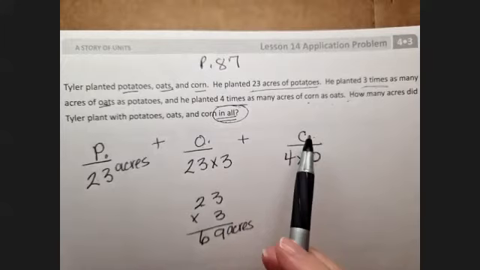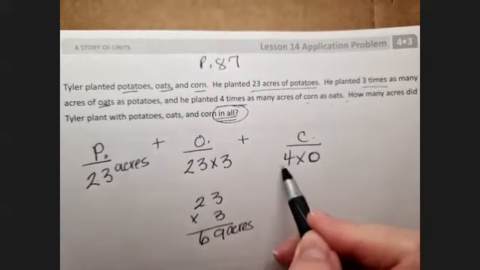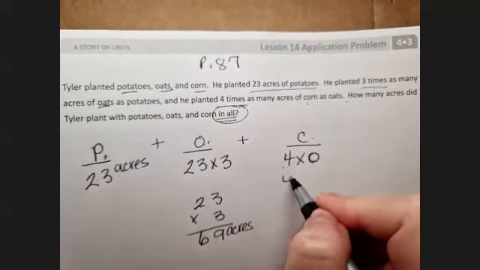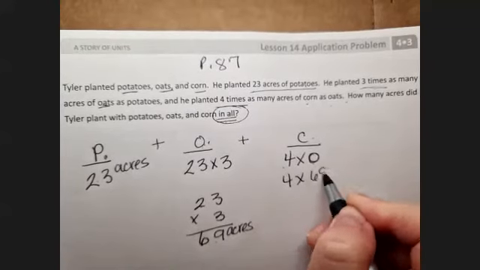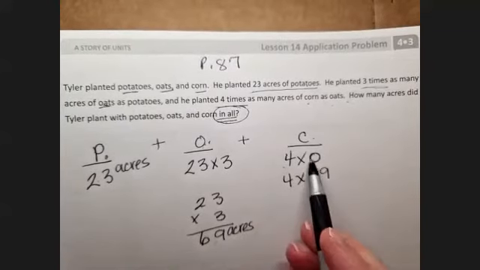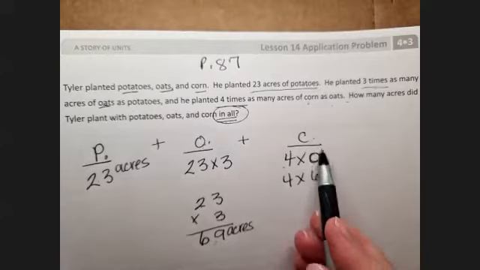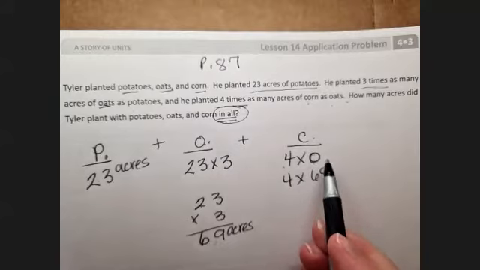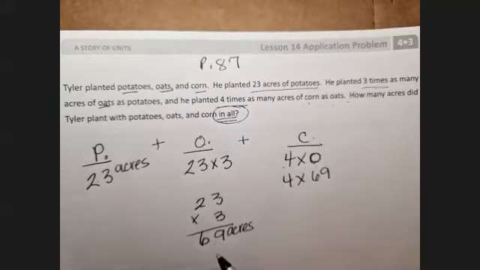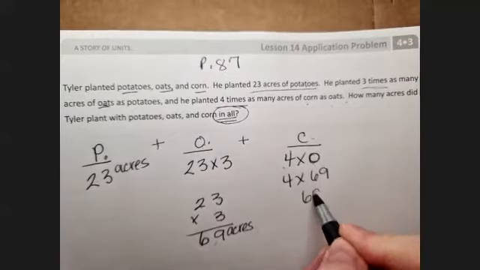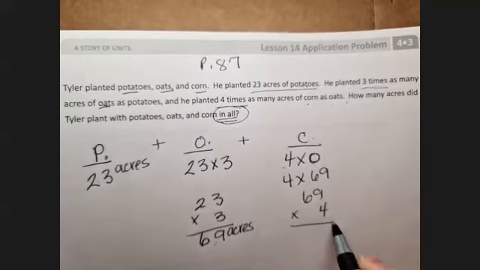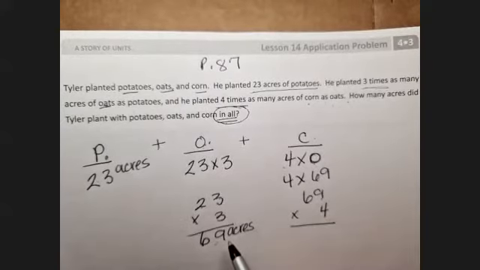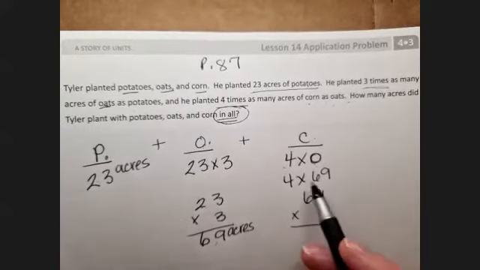But I'm not done. I now need to find corn, and it's 4 times oats, which is 4 times 69. So I found oats. That filled in the O for oats. So this was originally my missing variable or my missing number, but I now know that missing number because we solved for oats. Okay, so I'm going to solve this one, 69 times 4. This one requires regrouping. So this multiplication problem didn't. This one is going to require some regrouping.